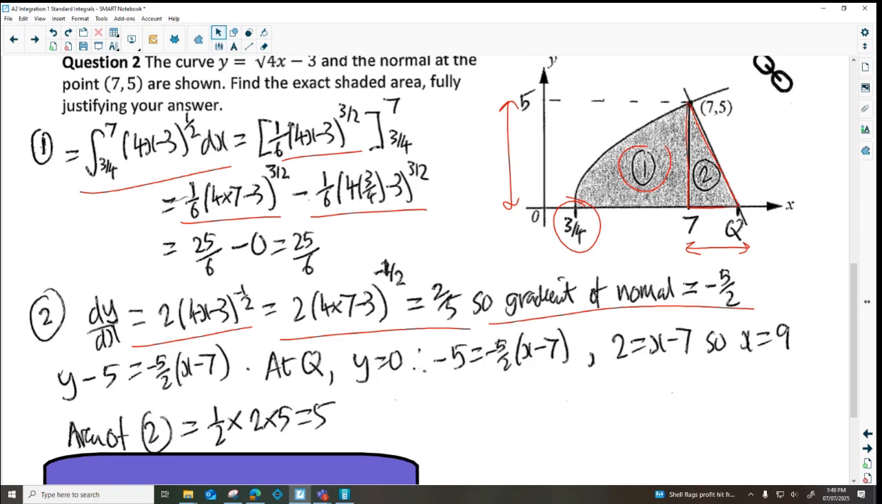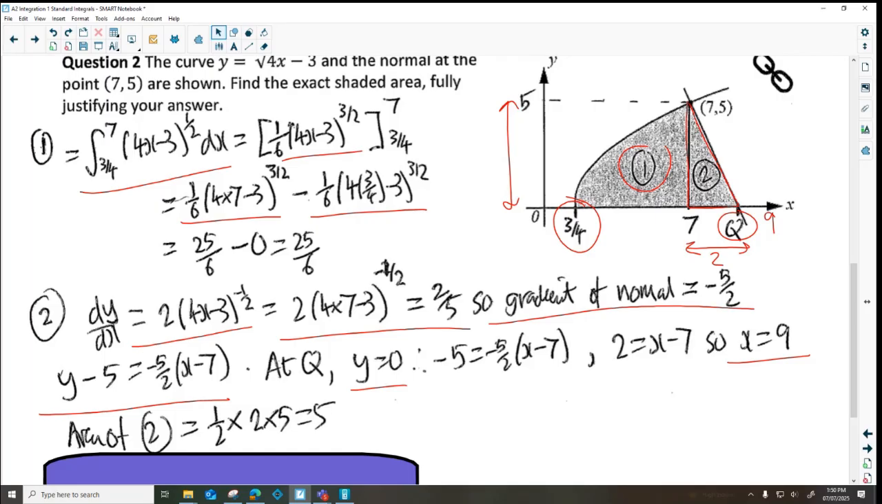So consequently, the equation of the normal is y minus y1 equals m times (x minus x1): y minus 5 is minus 5/2, brackets x minus 7. Now, at this point Q, the y coordinate is 0. You don't have to rearrange the equation of the normal. You can just plug in y is 0 into that, and you get minus 5 is minus 5/2 times (x minus 7). Divide through by minus 5/2, you'll get 2 is x minus 7, which means x is 9. And now we're okay, because this point has an x coordinate of 9. So therefore, the base of the triangle is 2 units.